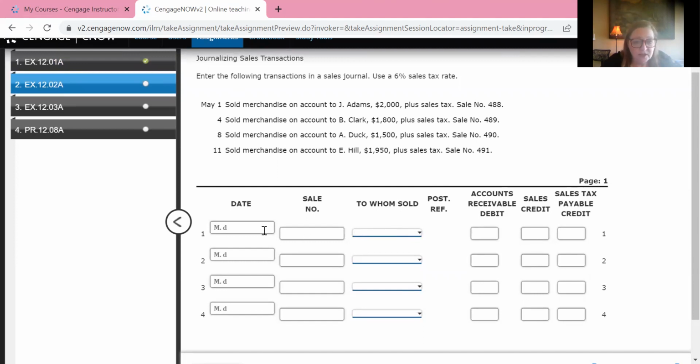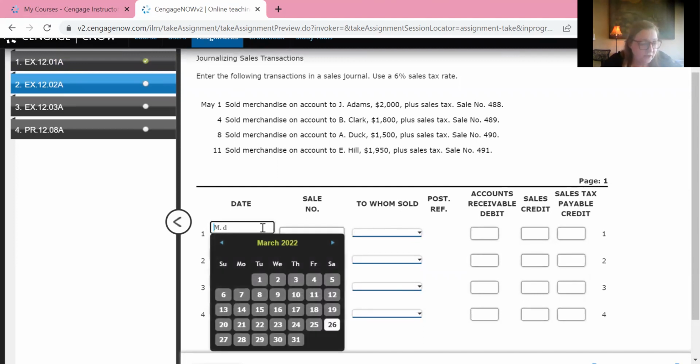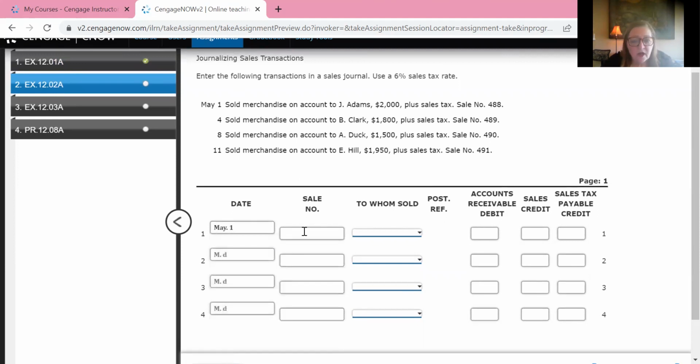So we're going to use these. Oh, here they want us to put the date in there, May 1st. I don't know if they care which year or not. We'll just do it this way. Sale number was 488, to whom was Adams. The accounts receivable debit, I'm going to wait to do that one because look what they told us. They said, enter the following transaction in the sales journal. Use a 6% sales tax rate.